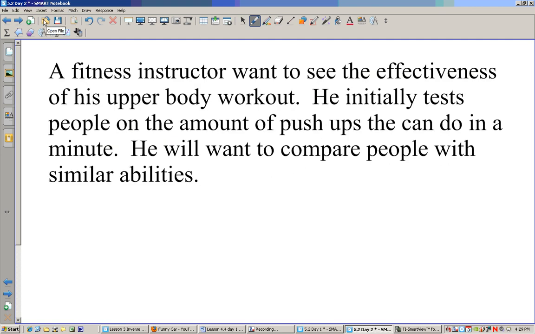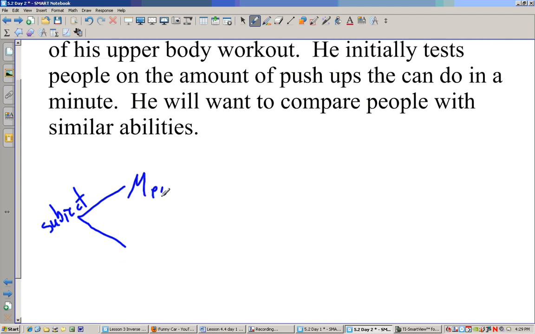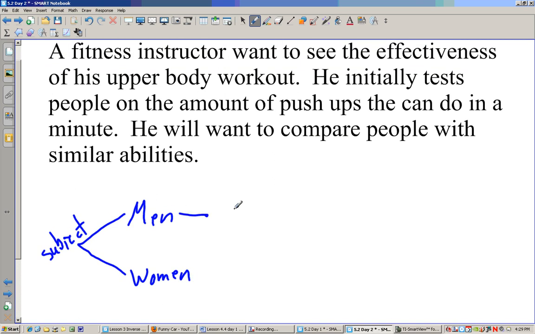Now, a fitness instructor wants to see the effectiveness of an upper body workout. He initially tests people on the number of push-ups they can do in a minute. He wants to compare people with similar abilities. So what he can do is take the subjects, and upper body strength might be different for men and women. So we have men here, women down here, and then the next step is to randomly allocate.